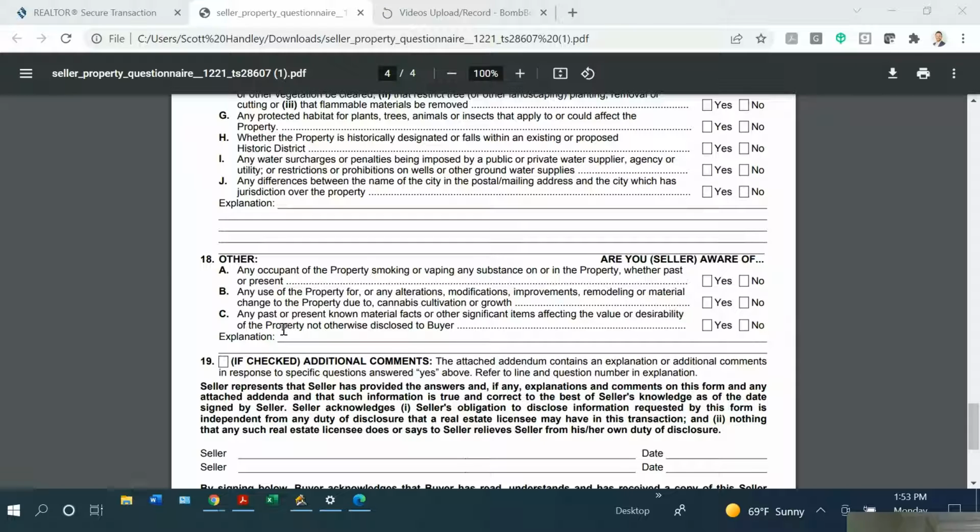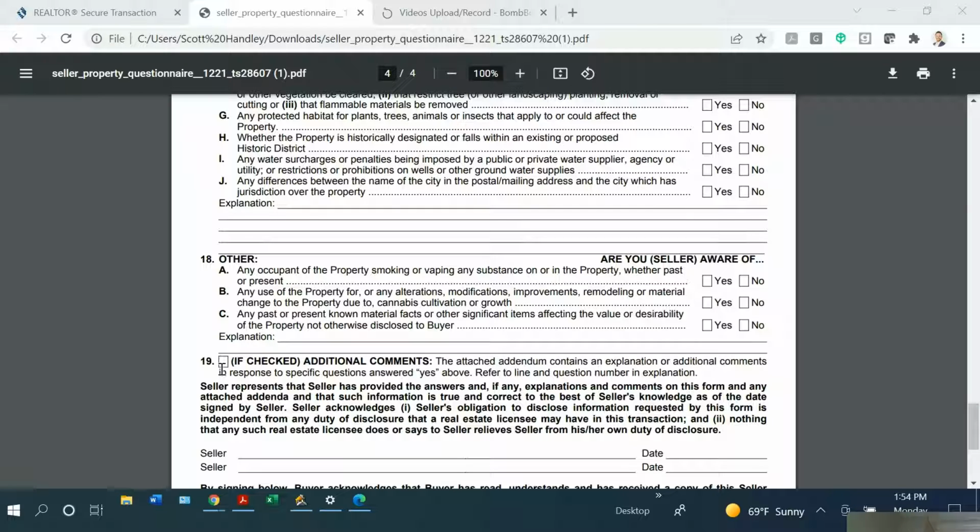Any past or present known material facts or other significant items affecting the value or desirability of the property not otherwise disclosed to buyer. Yes or no, and go ahead and explain. 19, if checked, additional comments. The attached addendum contains an explanation or additional comments in response to specific questions answered yes above. Refer to line and question numbers in explanation. So if this is checked, it then becomes part of the contract.